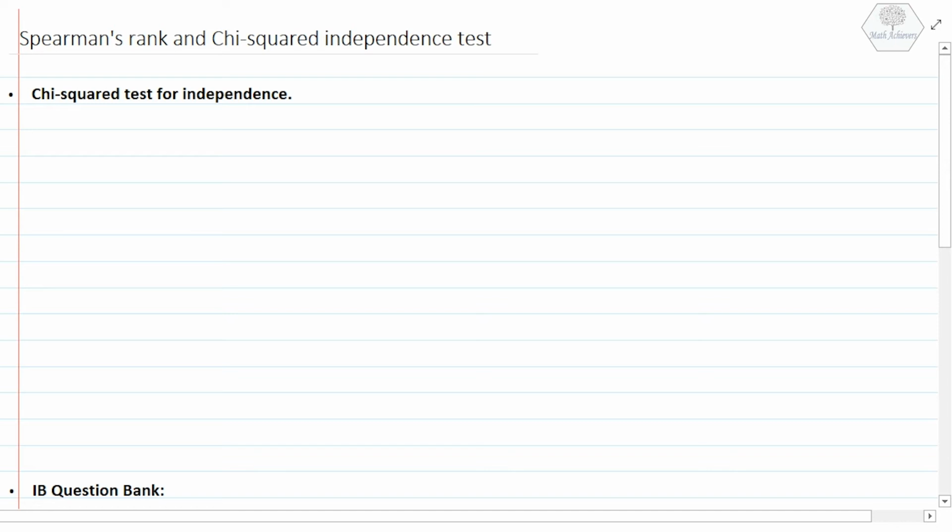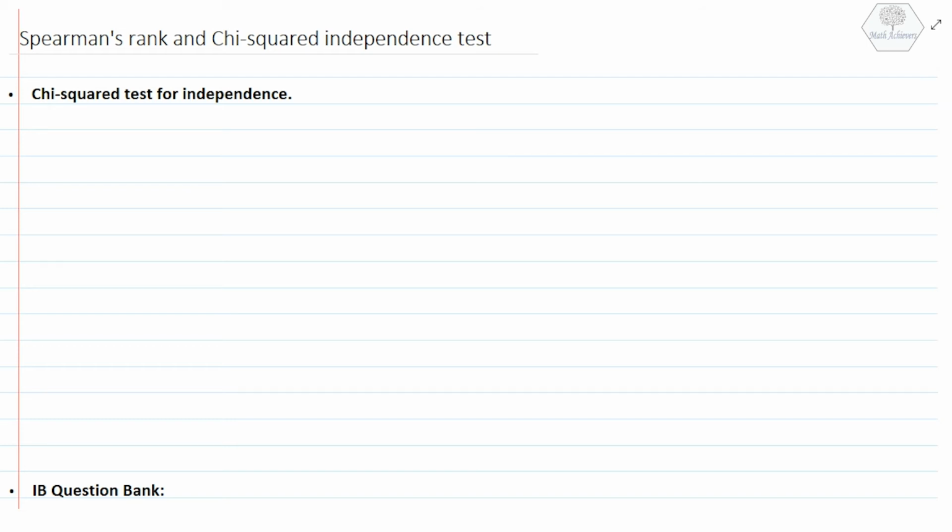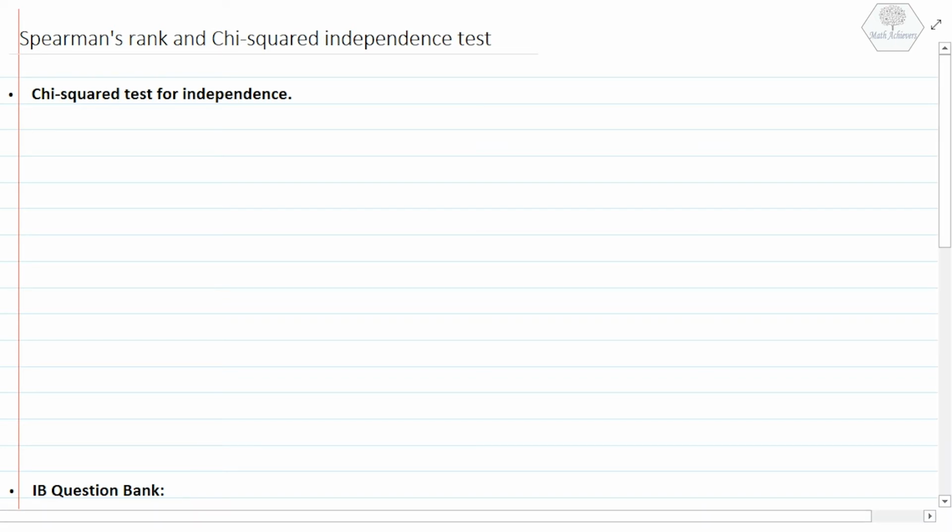Now, let's talk about the chi-square test for independence. The chi-square test for independence is used to test two variables if they are independent of each other or not. We start by setting our hypotheses. We start with the null hypothesis, which we write as H0. Always with the null hypothesis, we state that X is independent of Y.